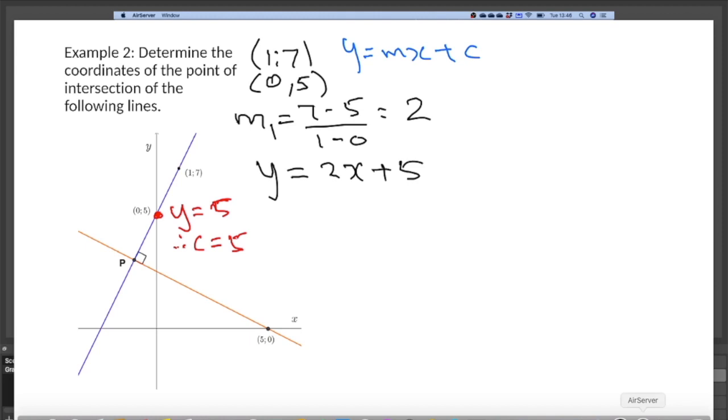All right, so that is the equation of the line. Let's call it number 1. So that is the first equation. The second thing we need to do now is to look for the equation of the other line.